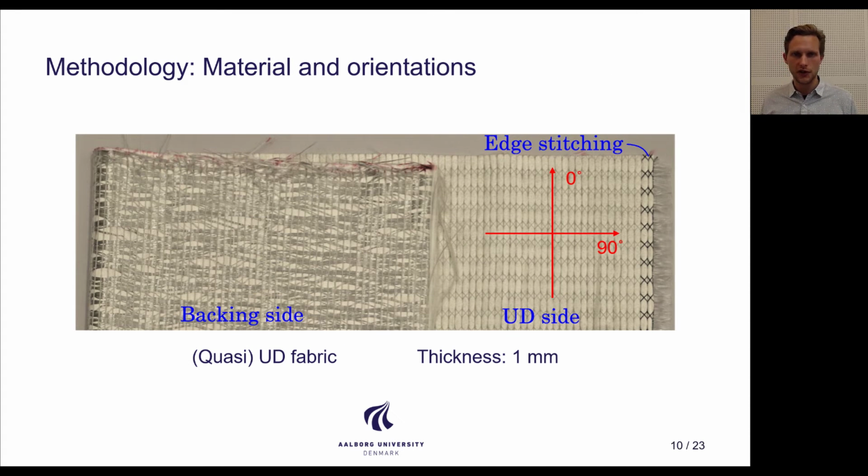So just to set the scene, this is the material that we are using. It's sometimes called a quasi-UD fabric because it has this stabilizing backing layer. It's quite thick, meaning that the bending stiffness in the 0-degree direction is quite high, and the bending stiffness in the 90-degree direction is not so high. And this is quite challenging, as you will see later.